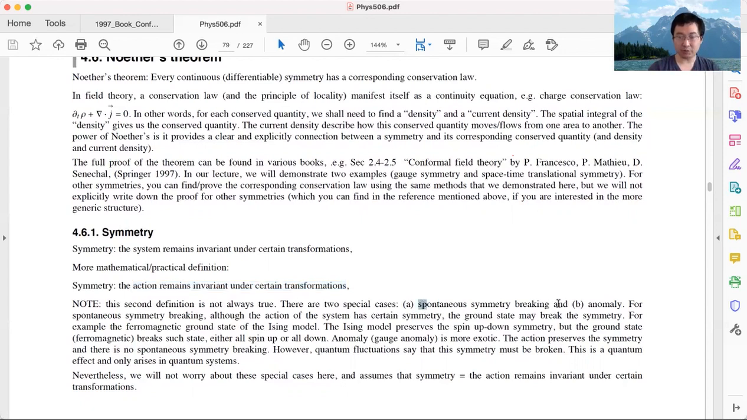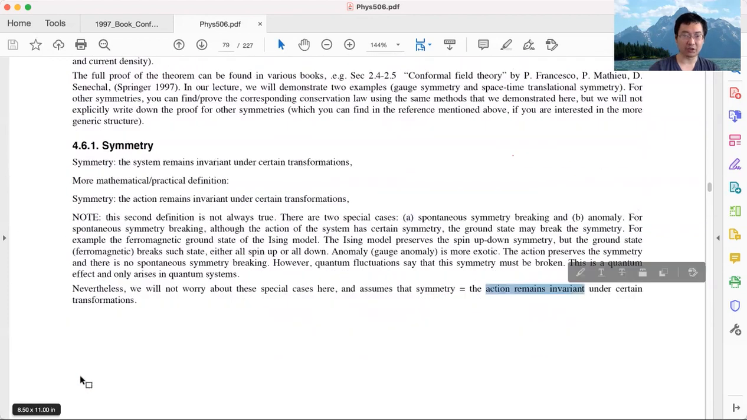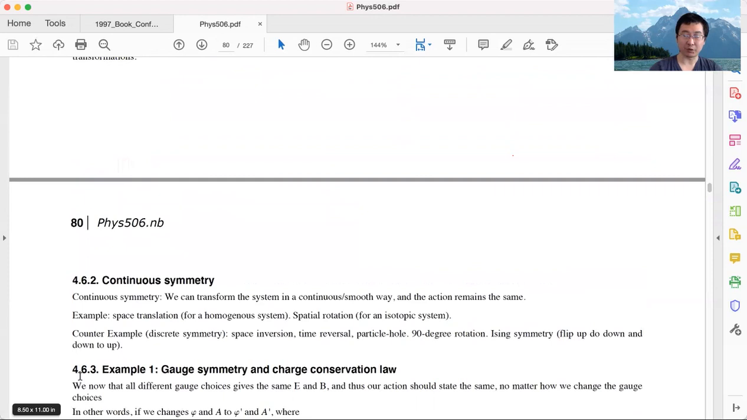Okay? But these two physics, spontaneous symmetry breaking and gauge anomaly, are not something we're going to explore in this course. So in this course, we will ignore these two special cases. When they are ignored, symmetry means the action stays the same under some transformation. That is our definition of symmetry in physics most of the time. So we define symmetry as the action remaining invariant under certain transformations.